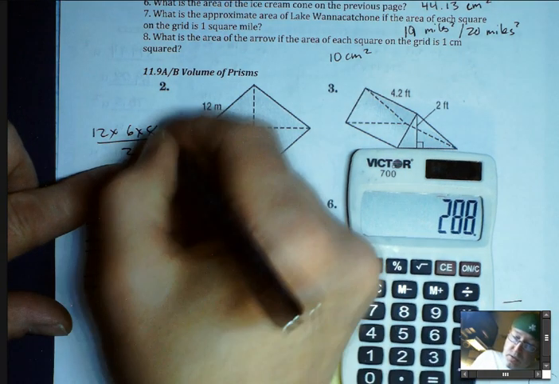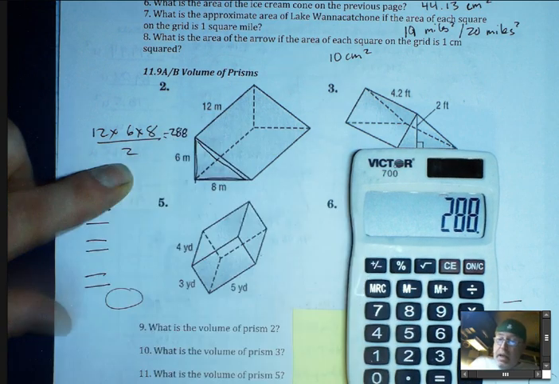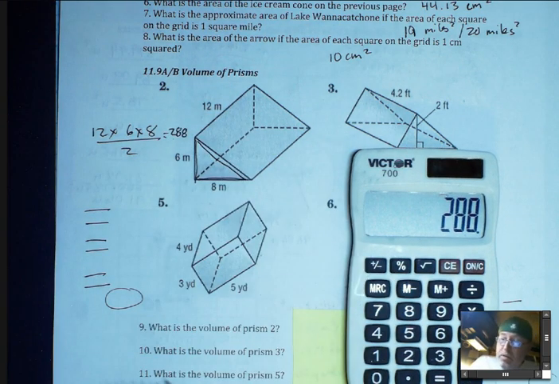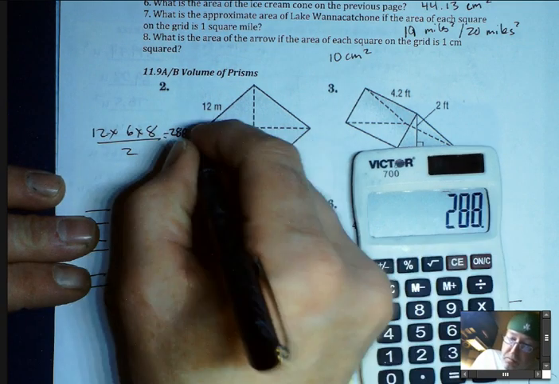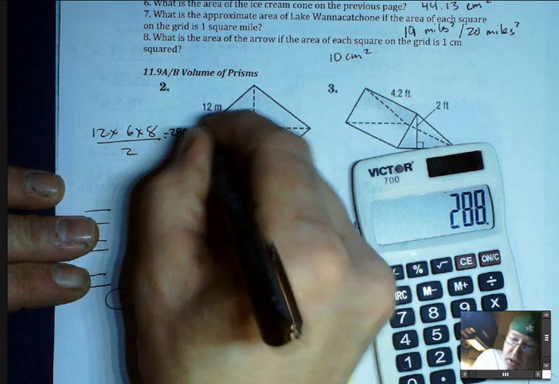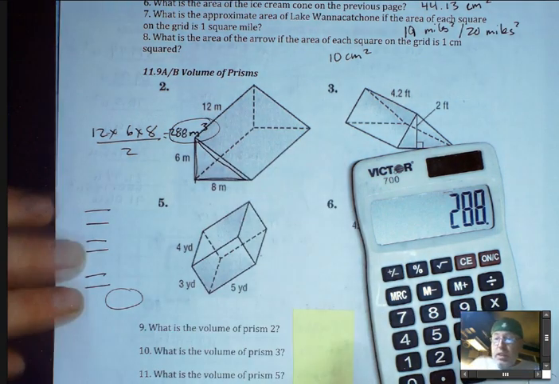288 equals 288. And again, that's volume, so you've got 3 measurements here. That's going to be meters cubed. Okay, 288 meters cubed. Let's do this next guy.